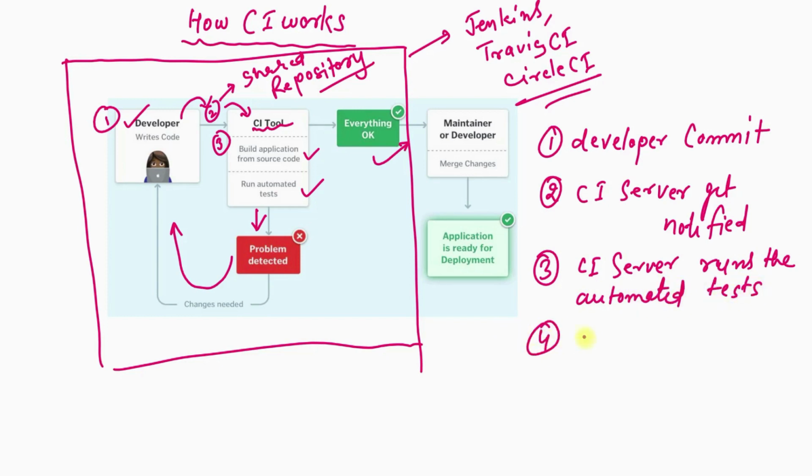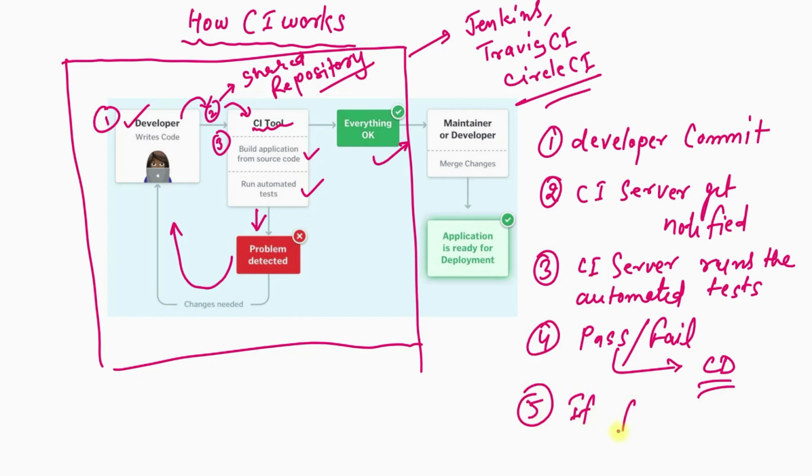In the fourth step, we will get to know whether the code passes or fails. If it is passed, then it will be moved forward to the CD, meaning the continuous delivery phase. If it fails, the developer will be notified. So these are the five phases in which our CI works.